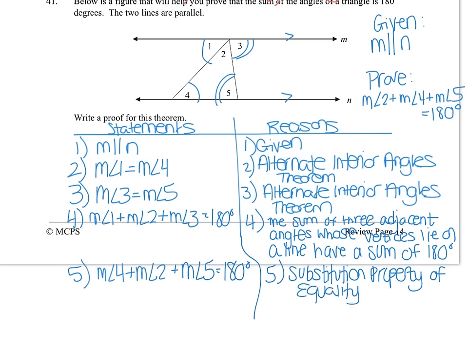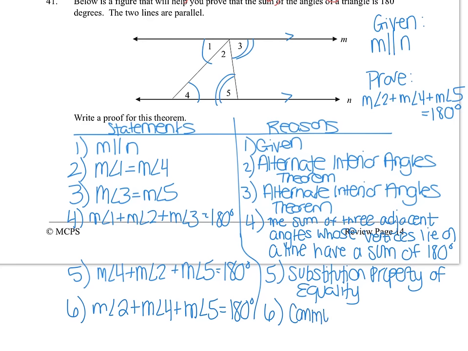And therefore, what we can see is that that was what we were trying to prove. Measure of angle 2 plus 4 plus 5 equals 180 degrees. If you want to make this a good proof, we're actually going to switch the order so it matches what we're trying to prove. So the measure of angle 2 plus the measure of angle 4 plus the measure of angle 5 equals 180 degrees, because that was what we originally said we were trying to prove. And I can see that I switched the order of 4 and 2. So that's going to be the commutative property of addition.